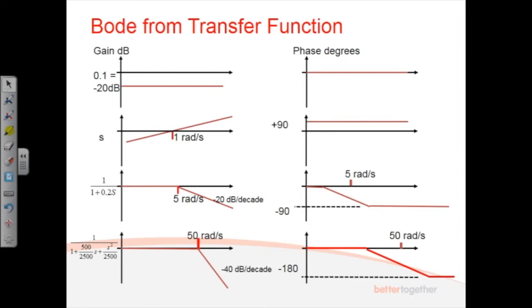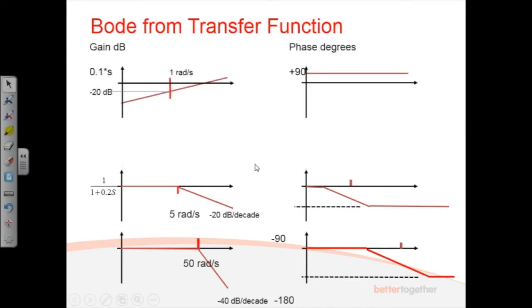You do literally add up the numbers. If I take these first two, this has got an upward slope of 20 decibels per decade, and this is just a constant value of minus 20. If you add those together, you get a resultant which is a line of equal gradient but 20 decibels below this one. 0 plus 90 is plus 90, so the phase should do that. And this is exactly how you add pictures together.